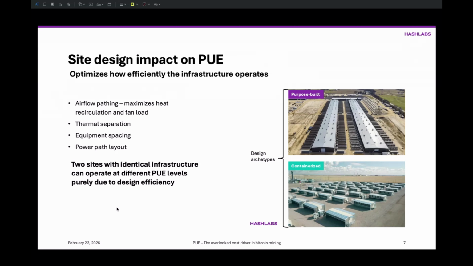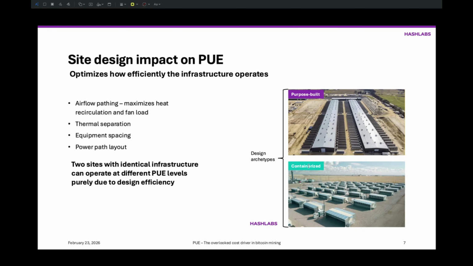The general principle is to have as few cables as possible, to make these paths as short as possible. And you need to optimize the transformers. There are a lot of things you need to do in the design phase. An important realization is that two sites with identical infrastructure can operate at different power usage effectiveness levels purely due to design efficiency.